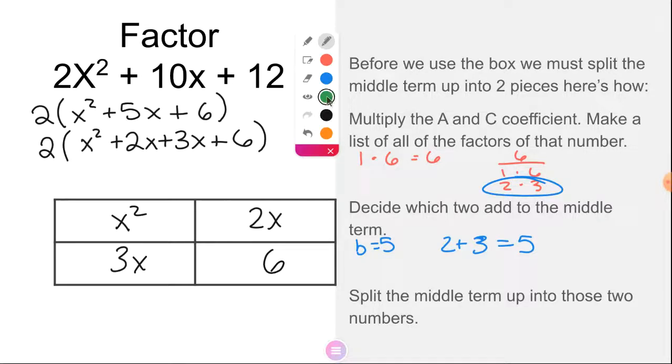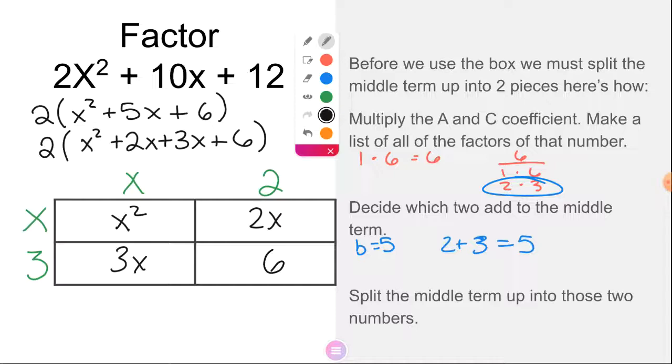Pause the video and try these on your own so that you can check and see if you get the same answer. So the first factor I'm going to get on the bottom is going to be a 3. Here I'm going to get an x, and a 2. Always go back and multiply to make sure that your answer is correct.